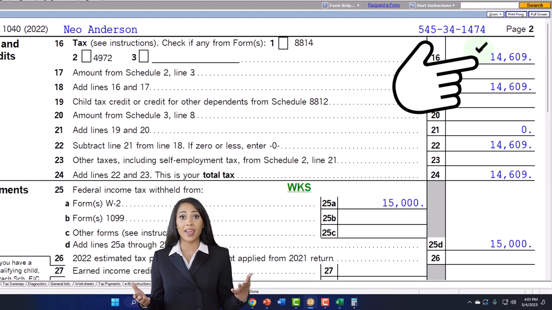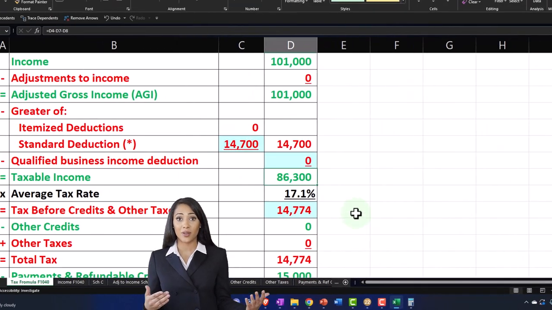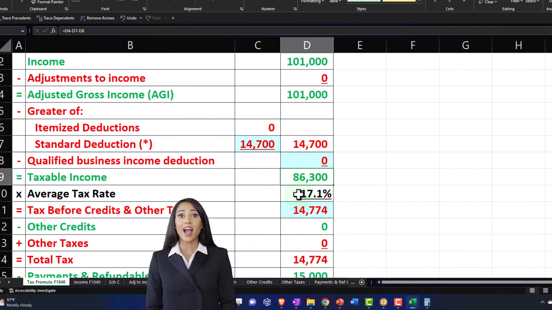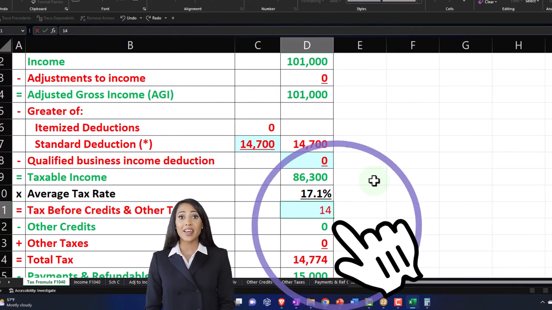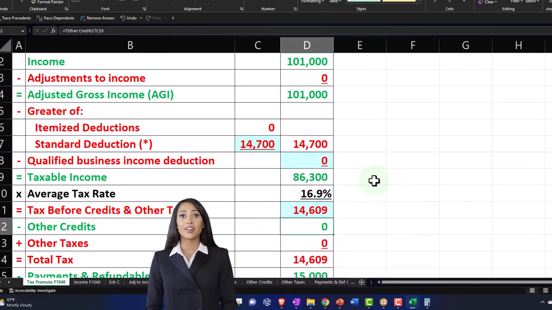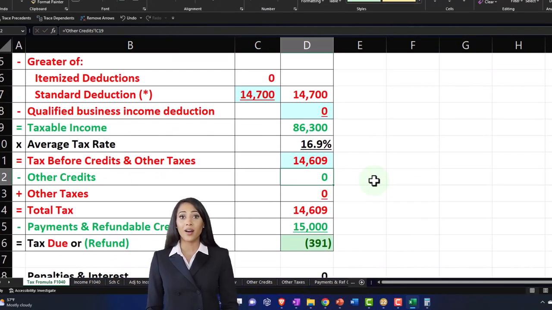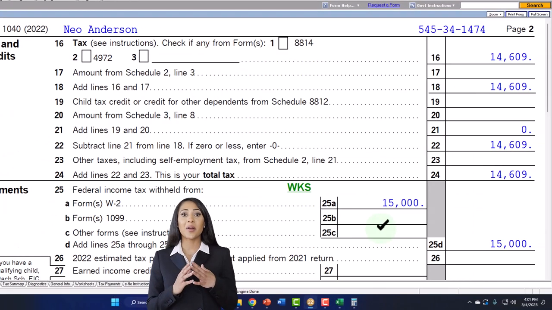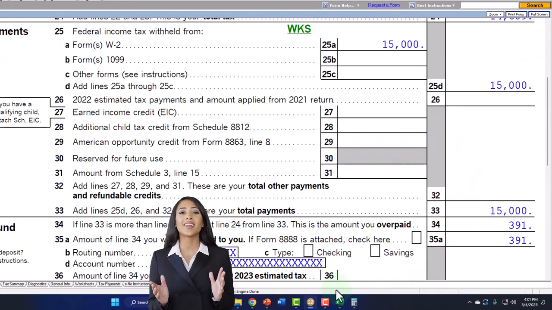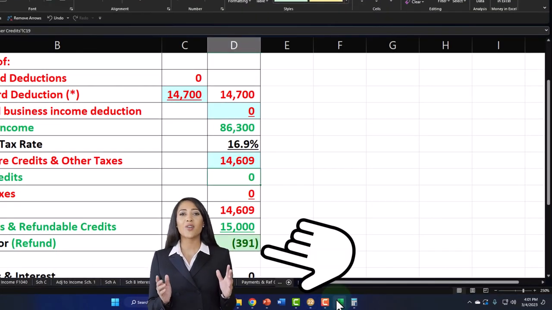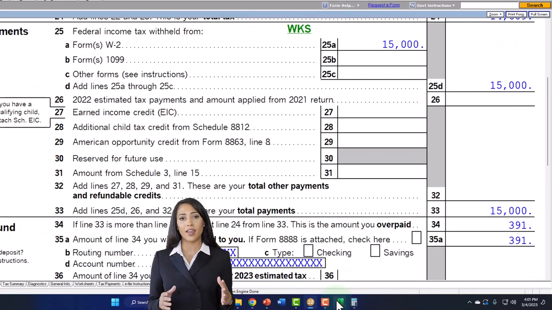Page two, 14609. Let's put that here. 14609. And then we still have the 15,000 on the withholding, bringing us down to the 391. Okay, so there is that one.